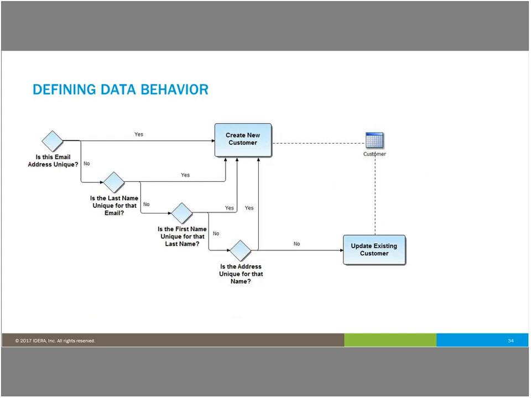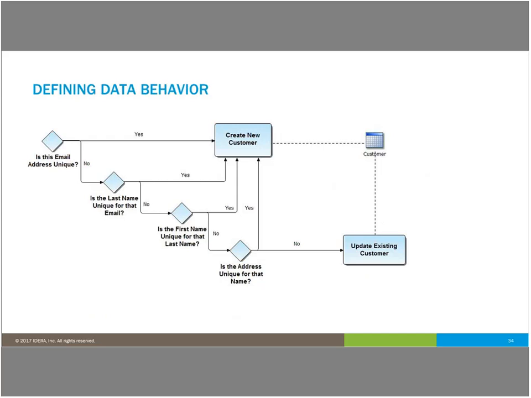So when you're looking at the difference between do I need to create a new customer or do I need to update an existing customer, you would go through this flow that says, okay, is the email address unique? If it is, it's a new customer. Is the last name unique? If it is, it's a new customer. Is the first name unique? If it is, then it's a new customer.